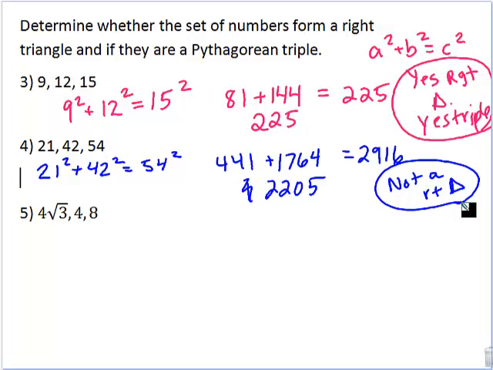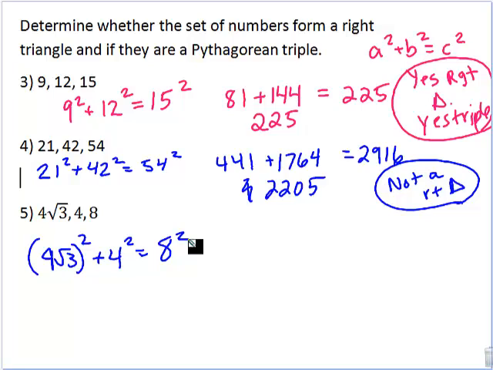Okay, last one. 4 square root of 3, 4, and 8. Which one do you think is the longest side here? 8 probably is. Okay. So here, when we set this up, we have to do 4 square root of 3 squared, and that's the way you'll have to put it in your calculator to make sure you square the whole thing. Plus 4 squared, does this equal 8 squared? So when you put in your calculator 4 square root of 3 all in parentheses and then square it, what do you end up getting there?